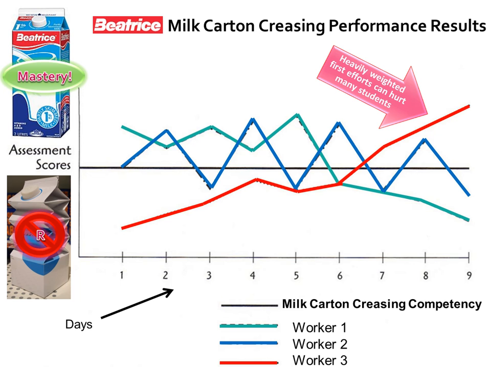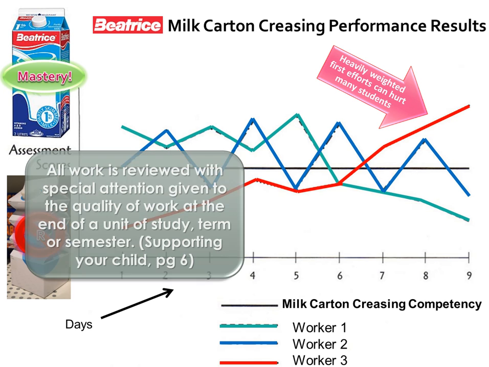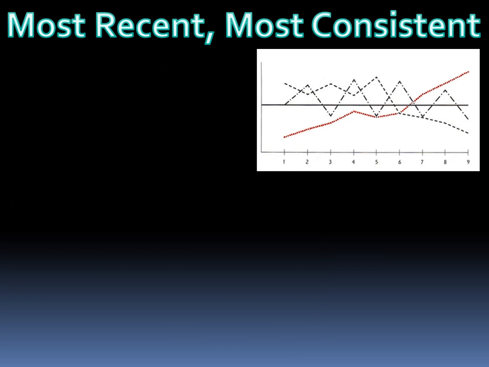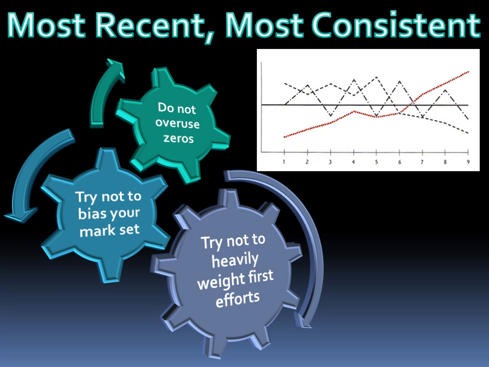Most recent, most consistent research also states that we should consider placing more emphasis on the quality of work at the end of an assessment cycle, as heavily weighted assessments at the beginning of a unit of study can hurt many students. The use of zeros as a punitive measure to try to encourage higher student performance has never been supported through research. When designing a course, it may be beneficial to weight a student's first efforts much smaller and to use more formative assessments.